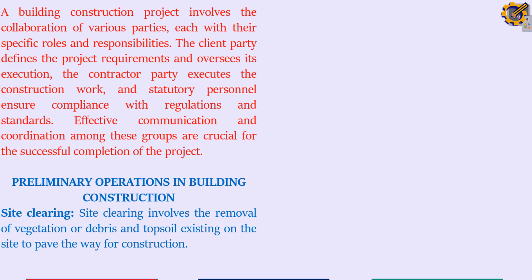All right, so from there we have the preliminary operations in building construction, or on the construction site. So imagine I got land approval, everything, and they've actually done the approval, done everything. So the next thing I'm going to do there is site clearing. So site clearing involves the removal of vegetation or debris.